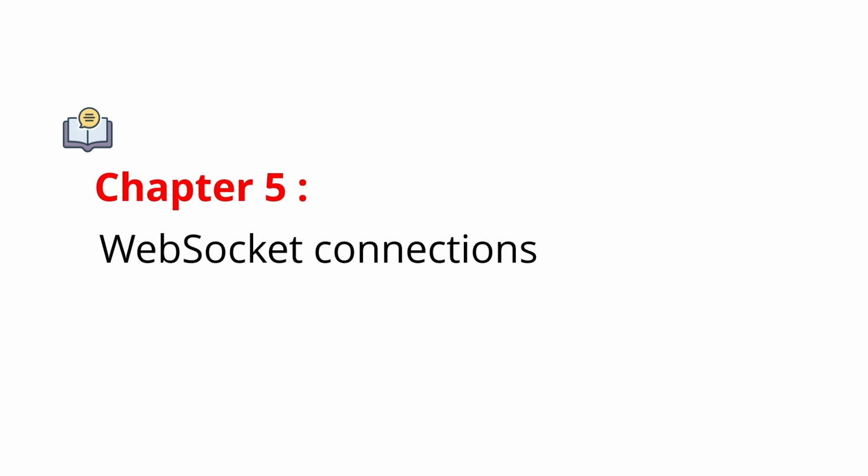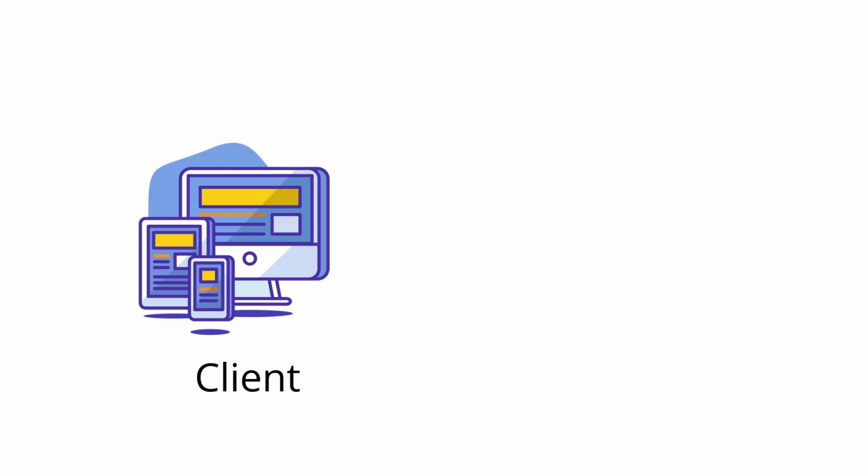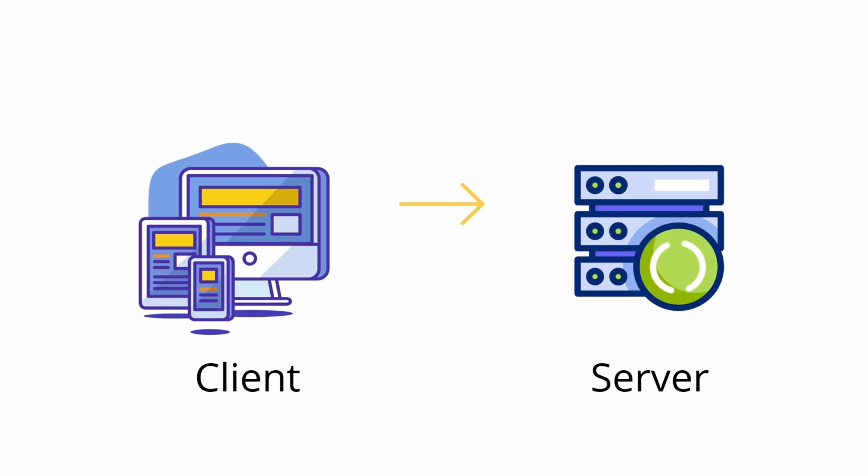But let's first start with basics on network. What's a client and a server? First, let's understand what a client and a server are. Your computer, phone, or tablet acts as a client. When you want to access something online, like a website or a web page, or just watching a video on YouTube, your device sends a request for that information. On the other side, a server is a powerful computer where websites and other online resources are stored.